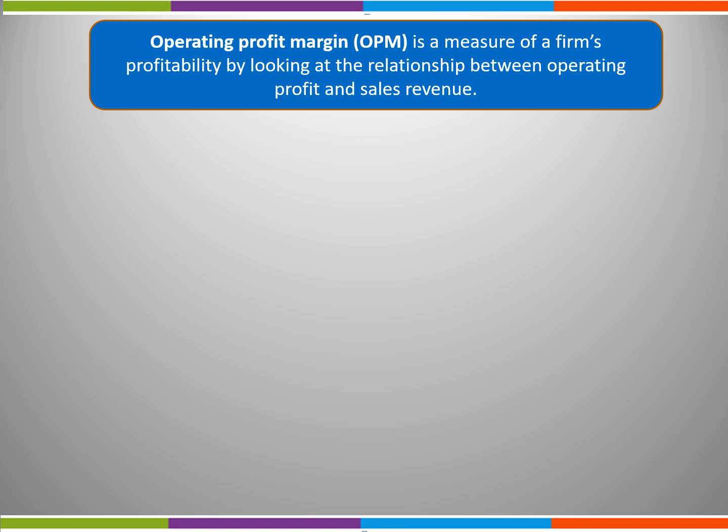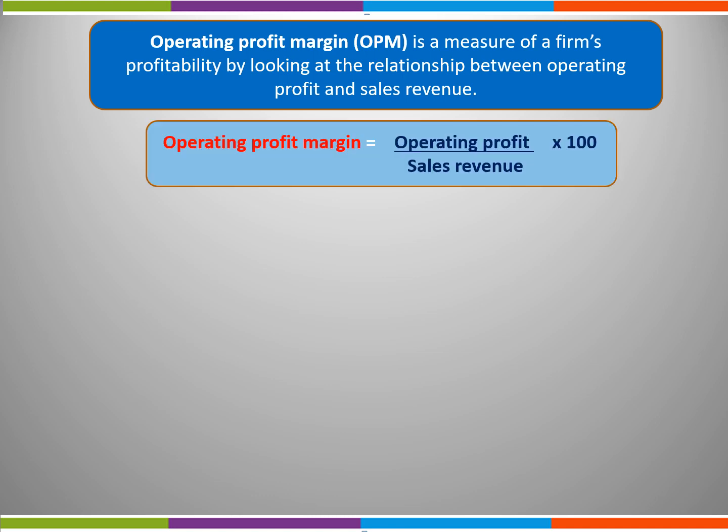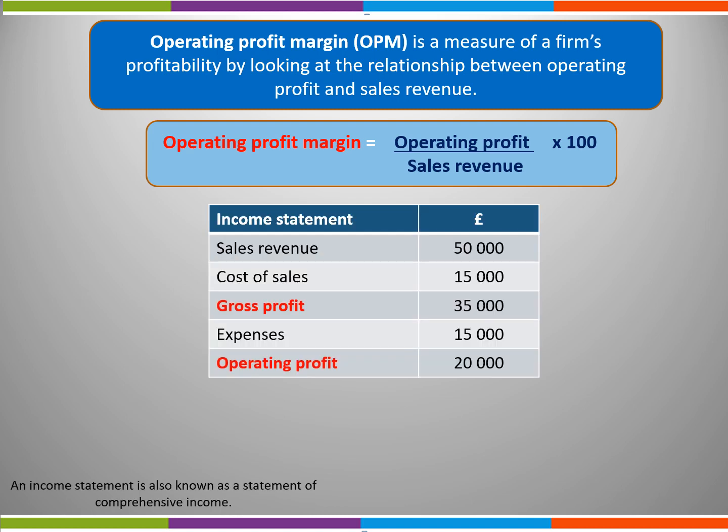Operating profit margin is a measure of a firm's profitability by looking at the relationship between operating profit and sales revenue. To find the operating profit margin, we use the formula: operating profit margin equals operating profit divided by sales revenue times 100. Here we have an extract from an income statement.